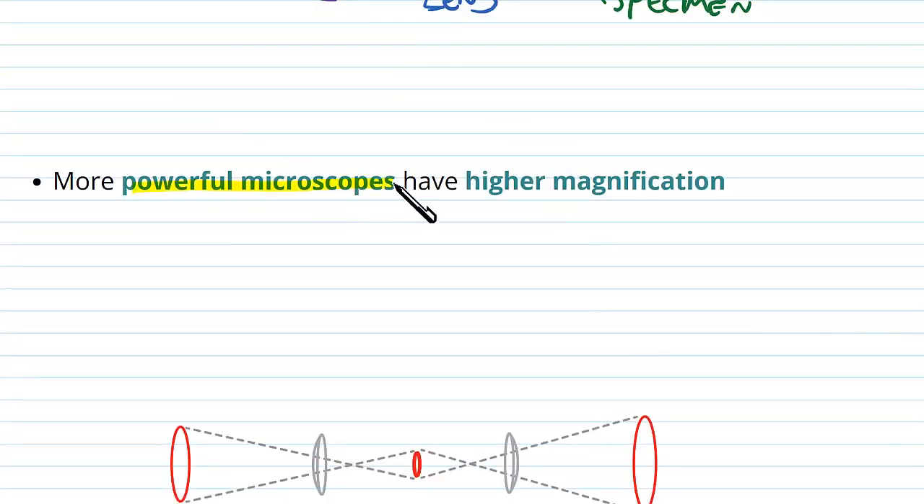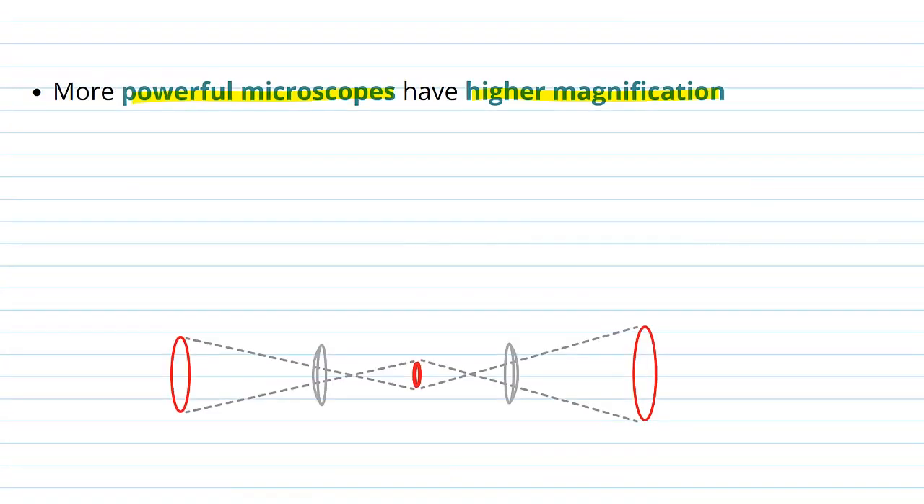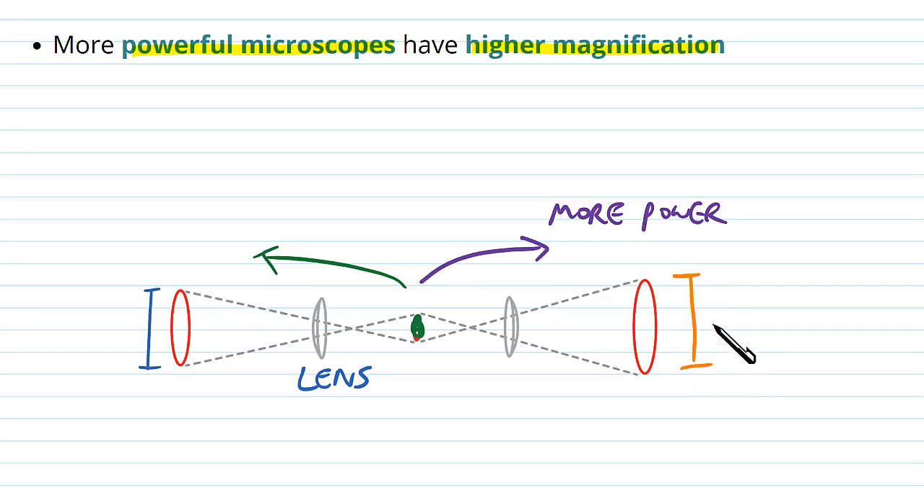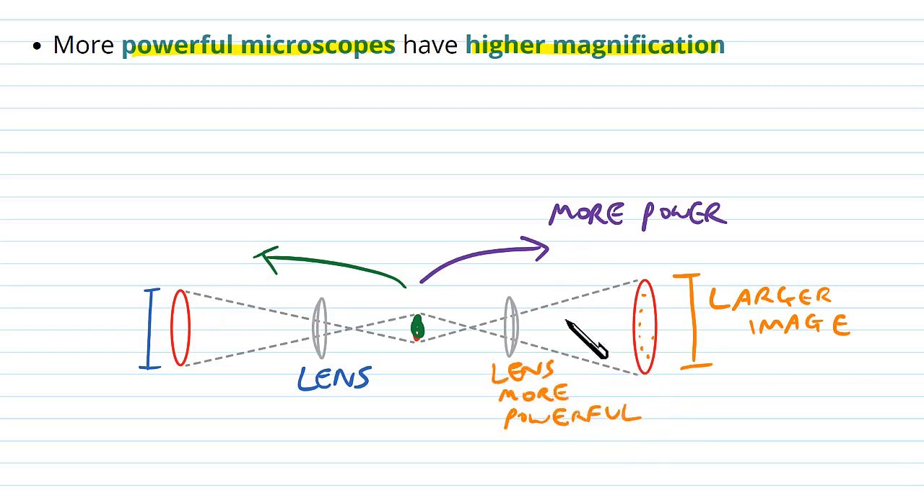The more powerful the microscope is, the greater its magnification. If we had that specimen again here in the middle and pass it through this lens, we end up with a particular image size which corresponds to this. If we use a slightly more powerful microscope and pass the specimen through a lens again, we end up with an image which is greater. And with a larger image we can see more detail than with a smaller image. This means that the lens is more powerful, and this means that the magnification is greater.